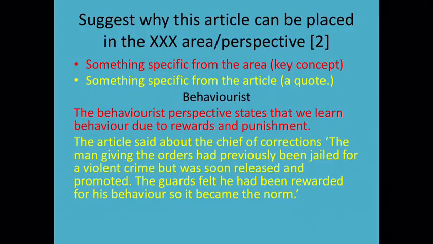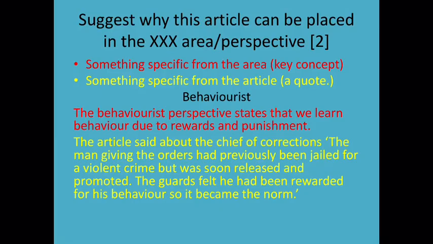The first is: suggest why this article can be placed in the blank area or perspective. It's only 2 marks, so you want something from the area, a key concept in a nutshell, and something specific from the article, which is a quote.